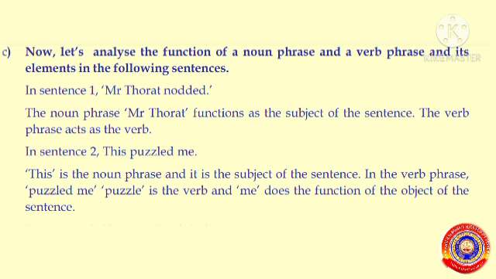In sentence 1, Mr. Thorat nodded. The noun phrase Mr. Thorat functions as the subject of the sentence. The verb phrase acts as the verb. In sentence 2, this puzzled me. Here, this is the noun phrase and it is the subject of the sentence. In the verb phrase puzzled me, puzzled is the verb, and me does the function of the object of the sentence.